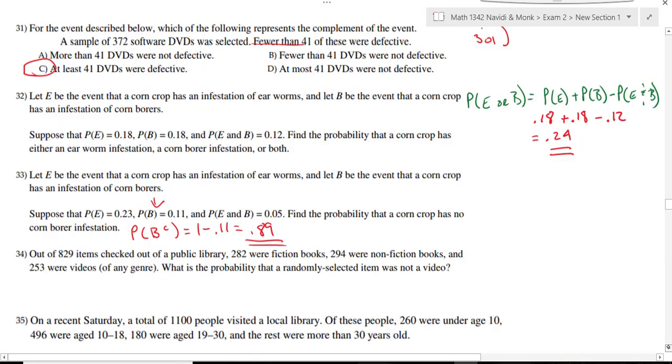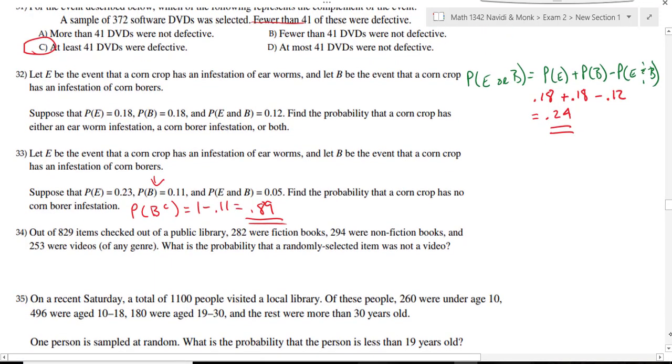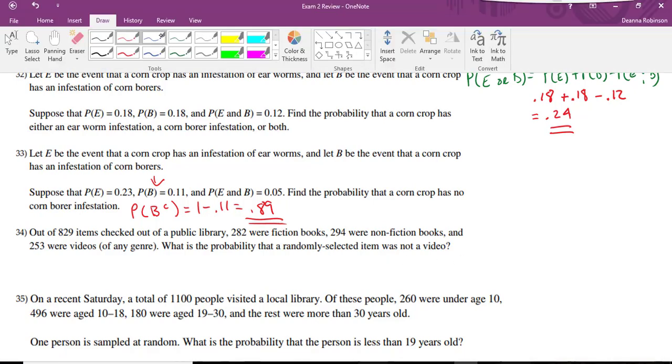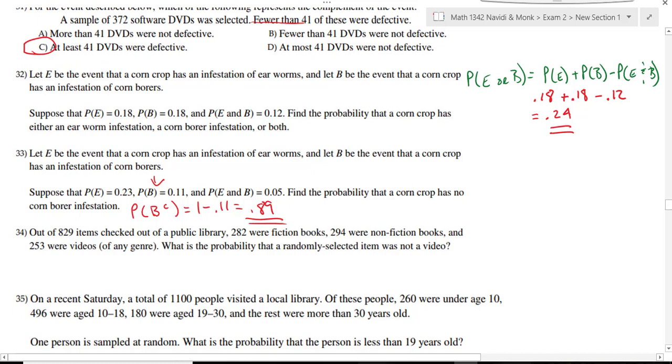Number 34. Out of 829 items checked out of a public library, 282 were fiction books, 294 were nonfiction books, and 253 were videos. What is the probability that a randomly selected item was not a video? So my event is that it's not a video. How many items did I have that were not videos? 282 plus 294. And what do we get there?